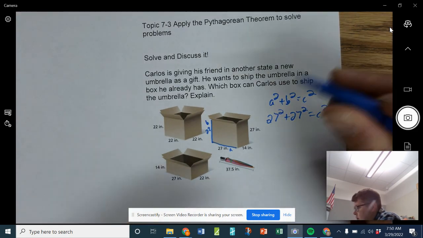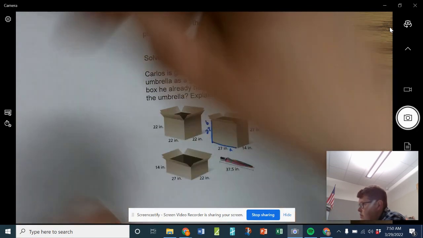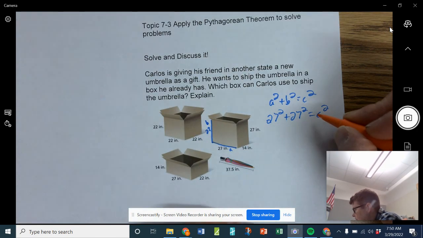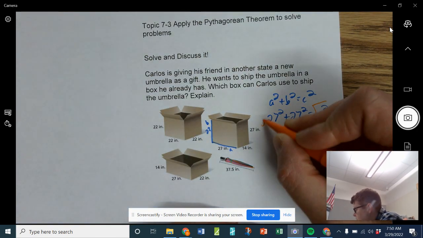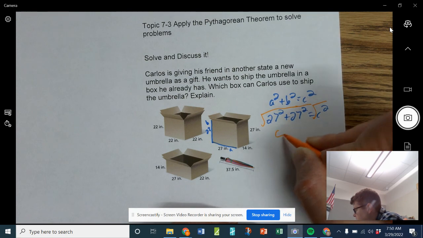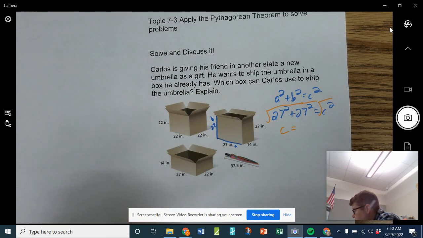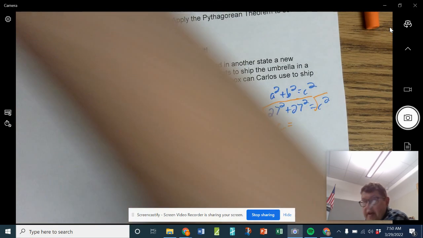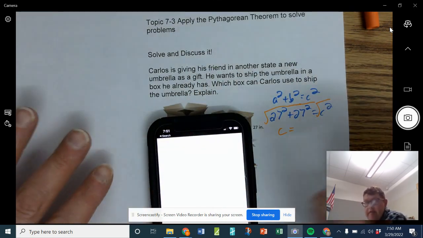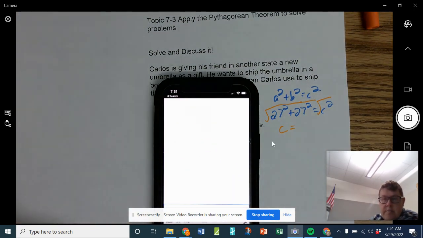I'm going to show you a little trick you can do to put this all in your calculator. You can actually square root ahead of time, so you get your C value out right away. Then you can put that whole thing into your calculator, whether it's a graphing calculator or your Desmos calculator.